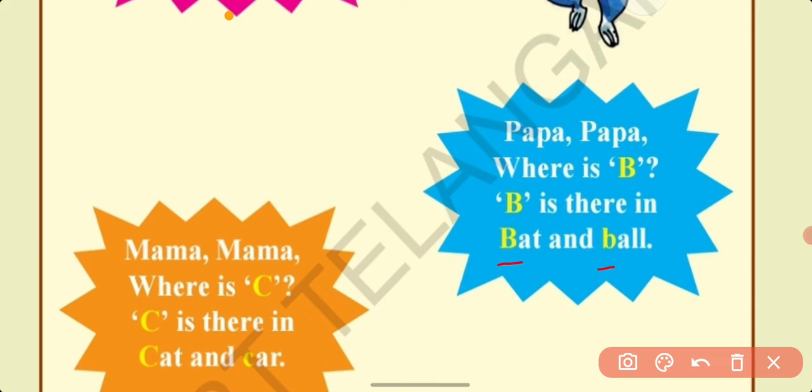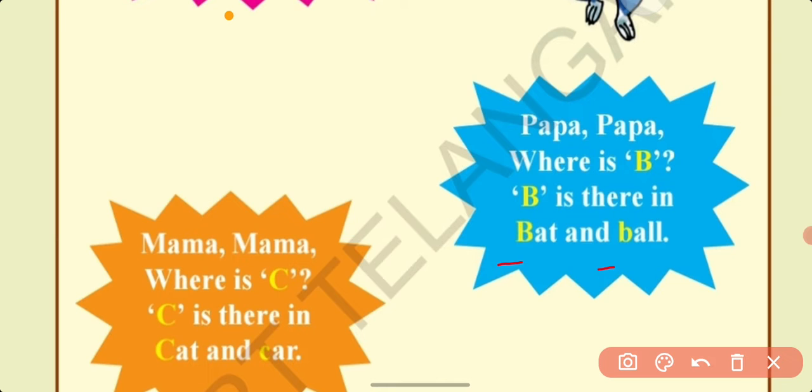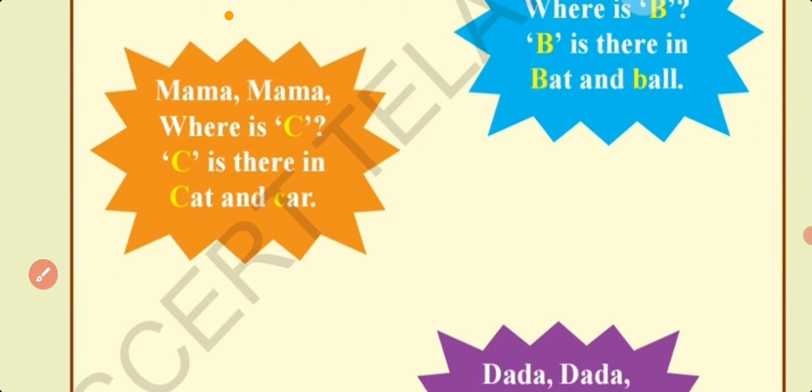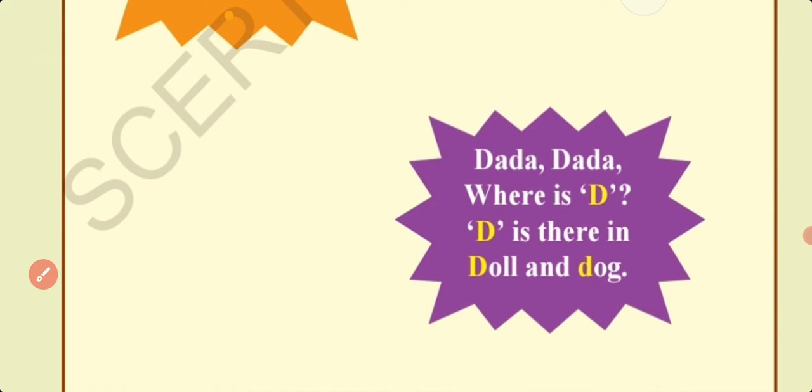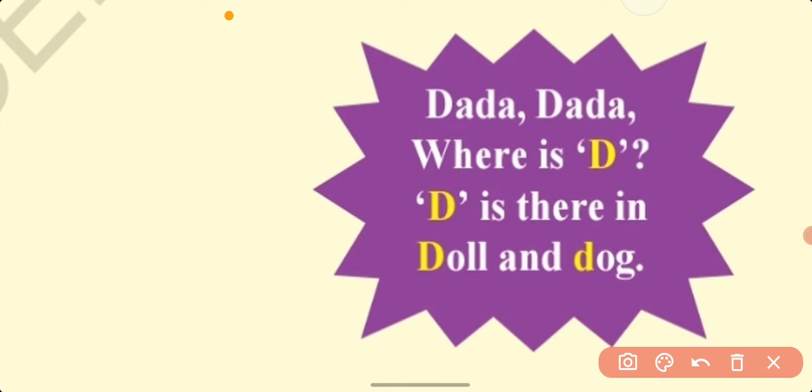Mama, mama, where is C? C is there in cat and car. Here is C. Okay. Dada, dada, where is D? D is there in doll and dog. Okay.